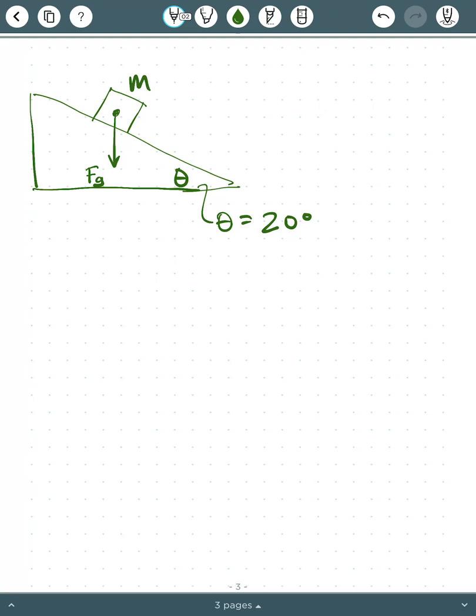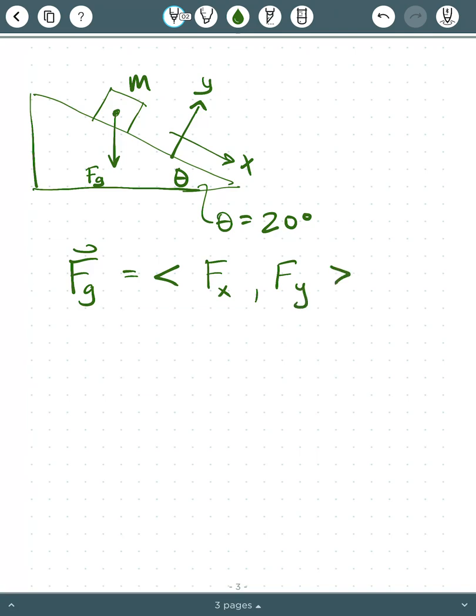Now in this kind of situation, we're going to usually define our coordinate systems like this. So our x and y is along the plane. And then I want to write FG as a vector, where I've got an fx and an fy. And I know that the magnitude of that force should be mg, which is fx squared plus fy squared. But from this geometry here, how do I find that force?